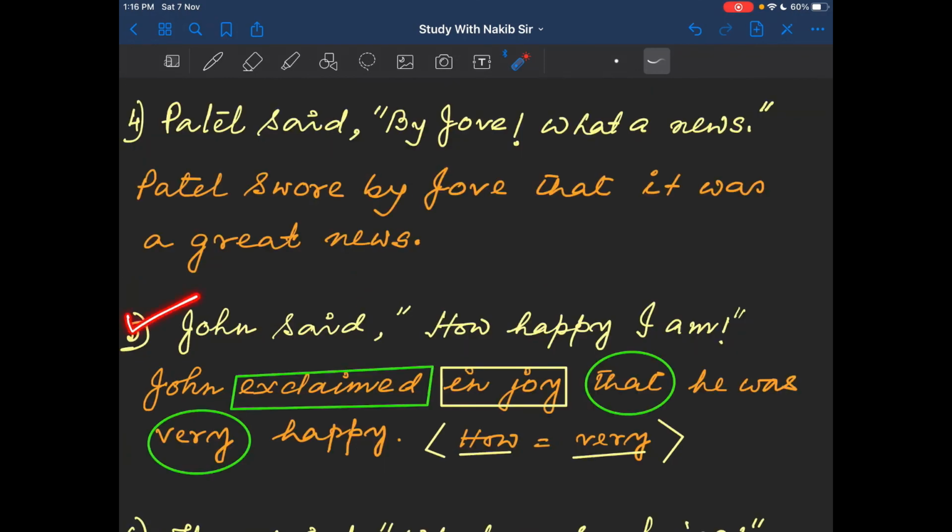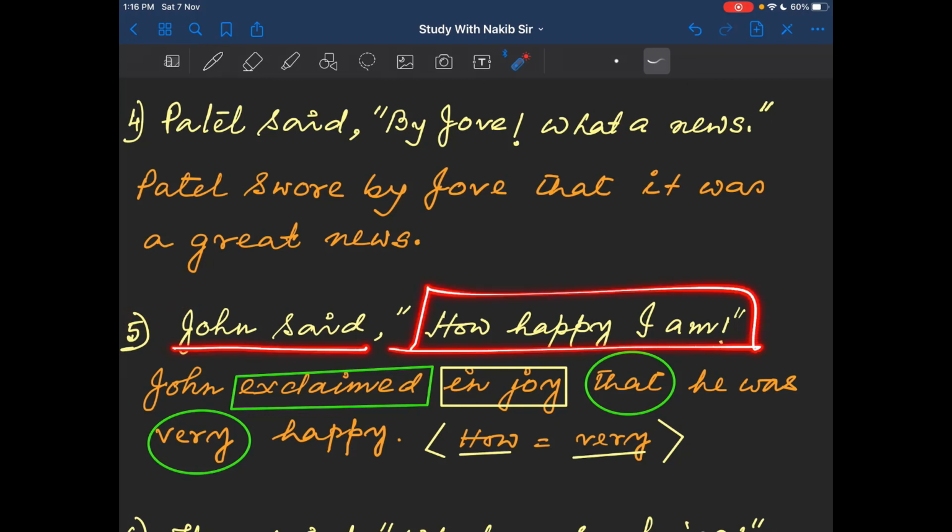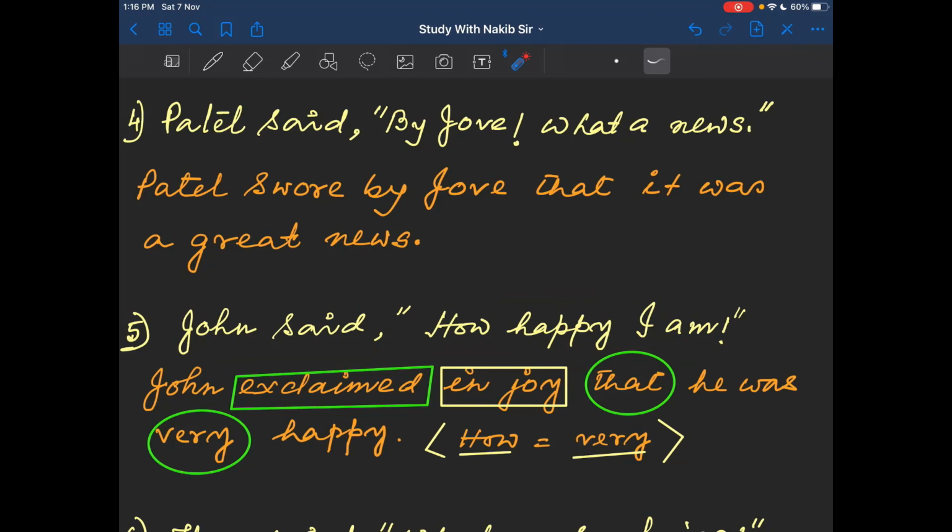Now example 5. See the example. John said, "How happy I am." How happy I am is obviously the expression of joy, the expression of pleasure. So change the reporting verb to exclaim as usual, and with it use in joy. See, John exclaimed in joy that is the connective, that he was very happy.